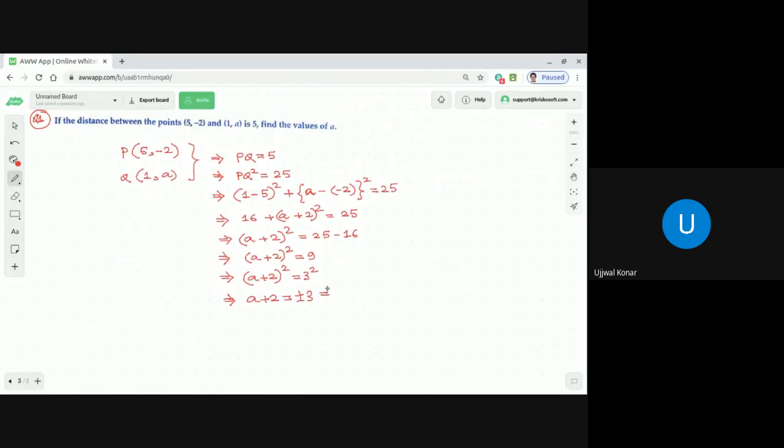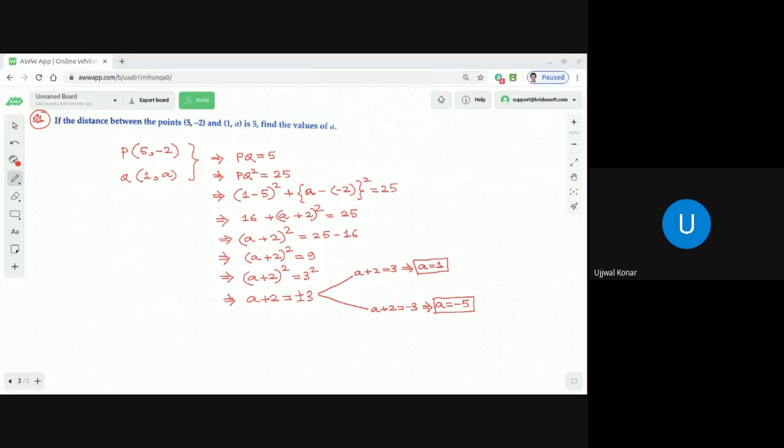That means it says two things, dear student: either A plus 2 is equal to 3 or A plus 2 is equal to minus 3. If A plus 2 is equal to 3, we get A is equal to 1. And if A plus 2 is equal to minus 3, then A is equal to minus 5. Correct? So now, dear students, a very interesting point: we get two values of A. How is it possible to get two values of A?